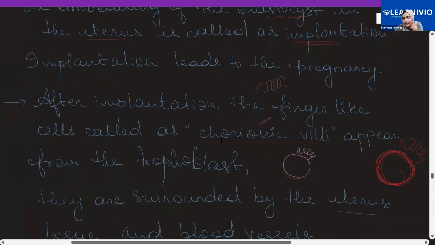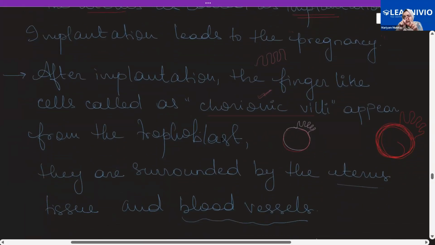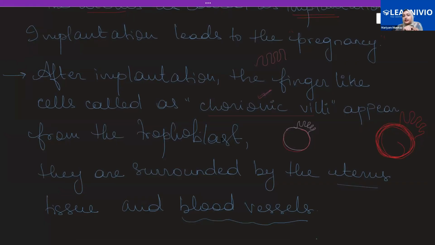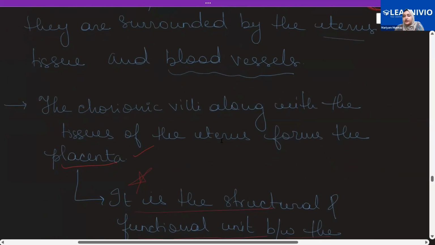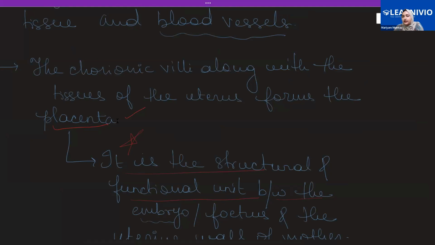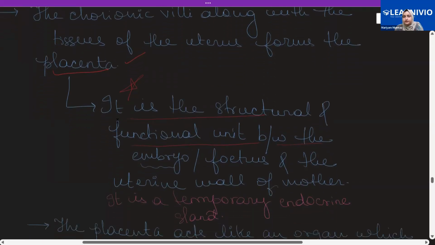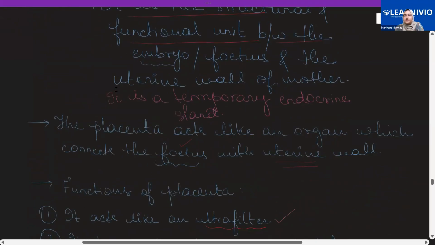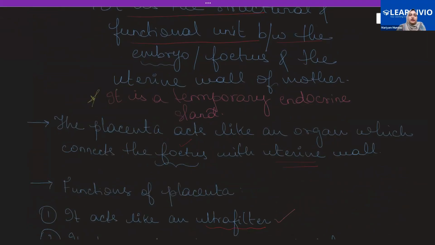After implantation has taken place, the trophoblast cells, the peripheral cell layer, form finger-like projections called the chorionic villi. These chorionic villi fuse with the uterine wall, and they are richly supplied with blood vessels. They fuse along with the uterine tissue to form the placenta. Placenta is the structural and functional unit between the fetus and the mother, giving nutrition and taking out waste. Always remember that it is a temporary endocrine gland.